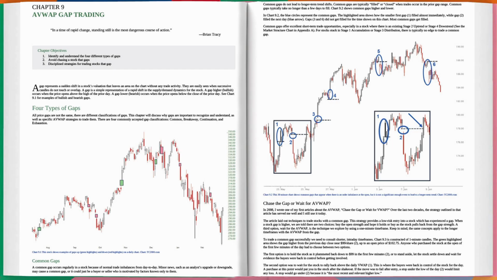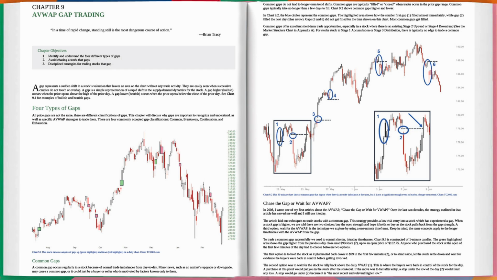Common gaps. A common gap occurs regularly in a stock because of normal trade imbalances from day to day. Minor news, such as an analyst's upgrade or downgrade, may cause a common gap, or it could just be a buyer or seller who is motivated by factors known only to them. Common gaps do not lead to longer-term trend shifts.